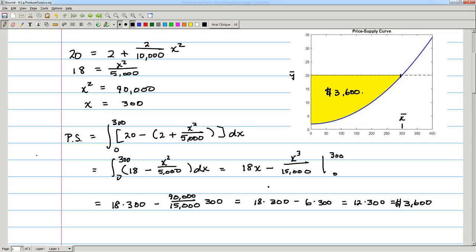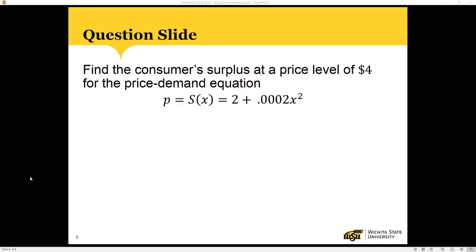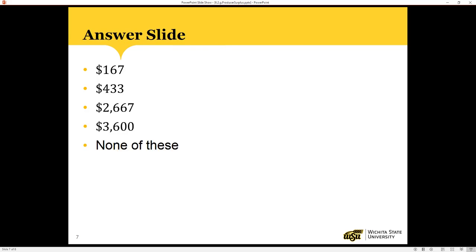Now, let's allow you to solve a very, very similar problem. Find the consumer surplus at a price level of $4 for the price demand equation P equals 2 plus 0.0002x squared. Is the answer $167, $433, $2,667, $3,600, or none of these?